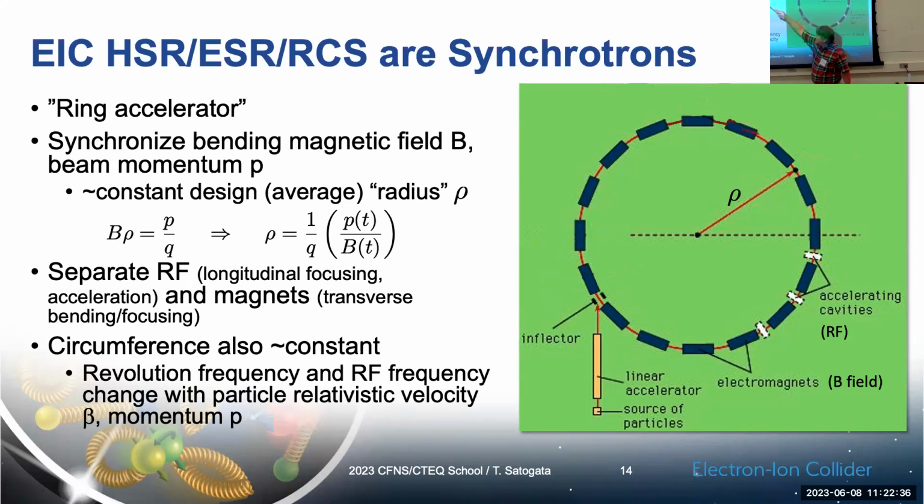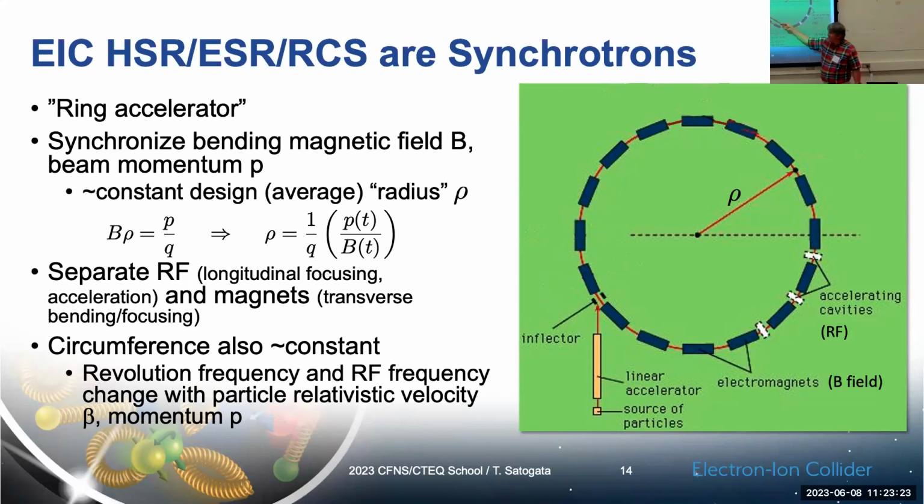So the hadron storage ring, the electron storage ring, and the rapid cycling synchrotron in the EIC are all what are known as synchrotrons. The word synchrotron explicitly means that you are synchronizing the bending magnetic field, which keeps the particles in this constant radius circle, roughly a circle, with the beam momentum as the beam accelerates. So you can hook up feedback systems that make sure that your momentum as you accelerate and your magnetic field end up ratioing out to exactly the same constant, and thus the radius is constant as you accelerate, for a given charge state, of course.